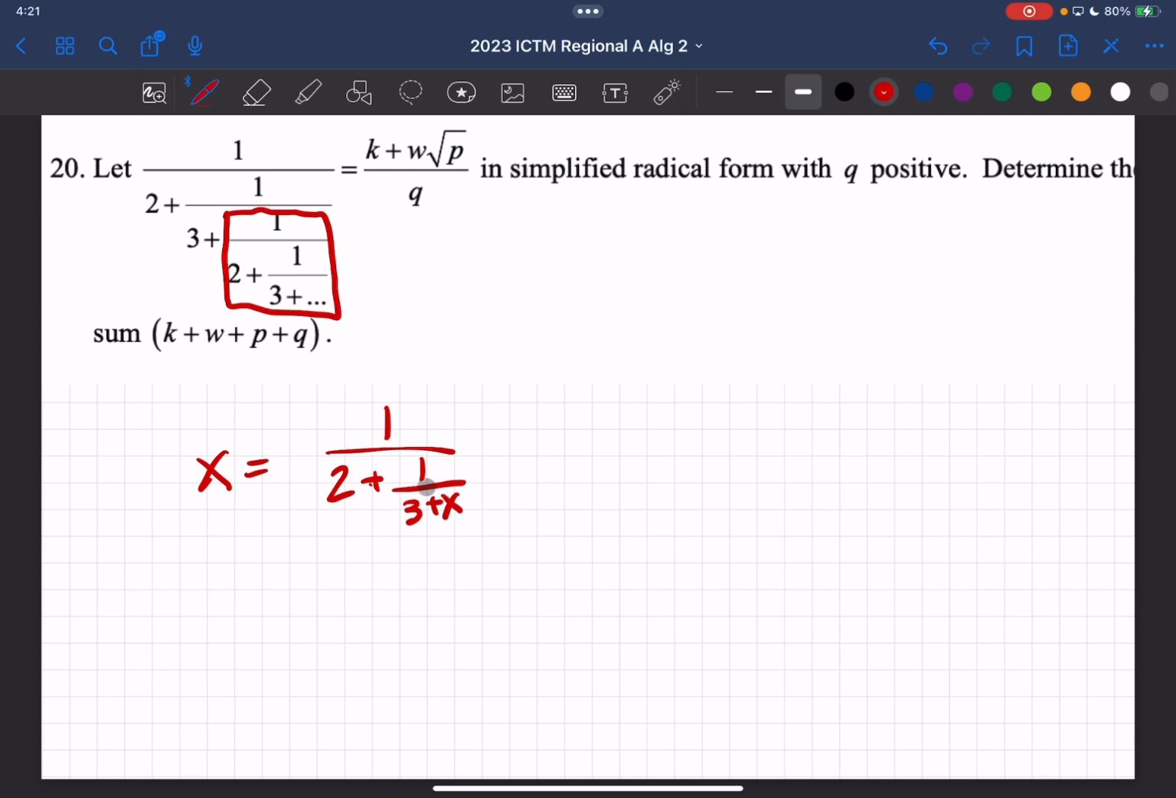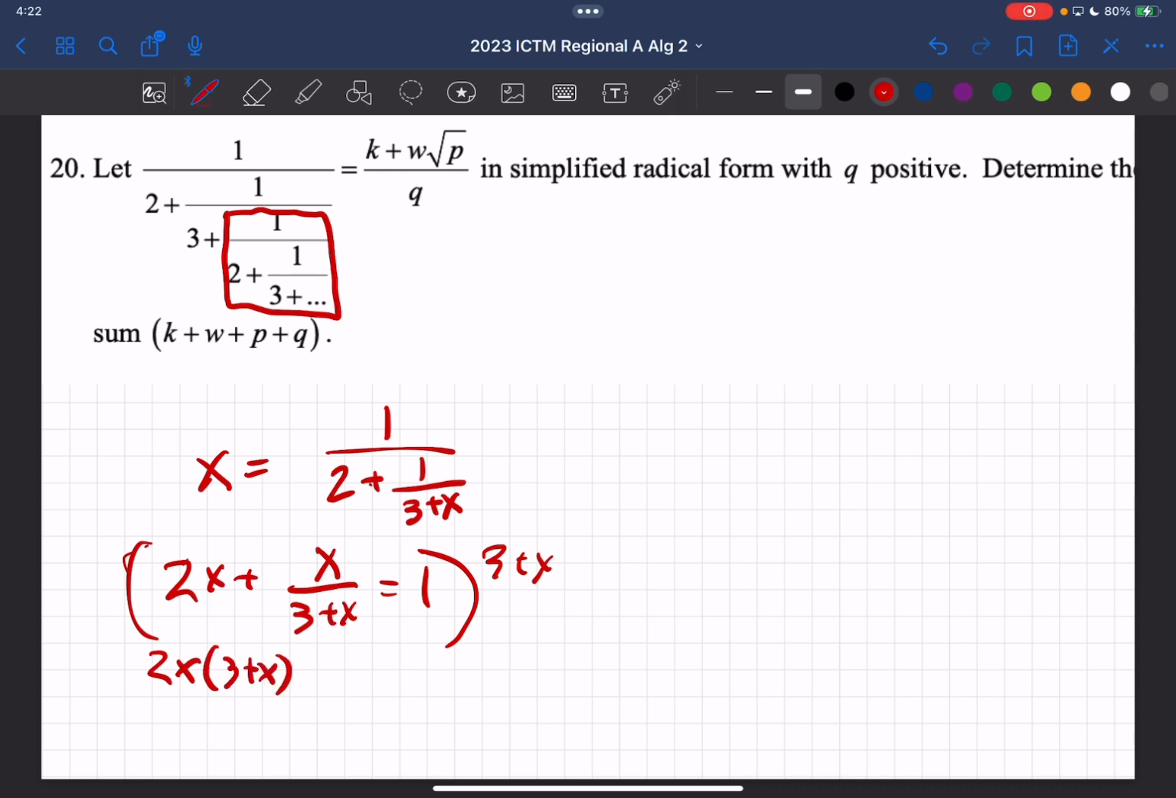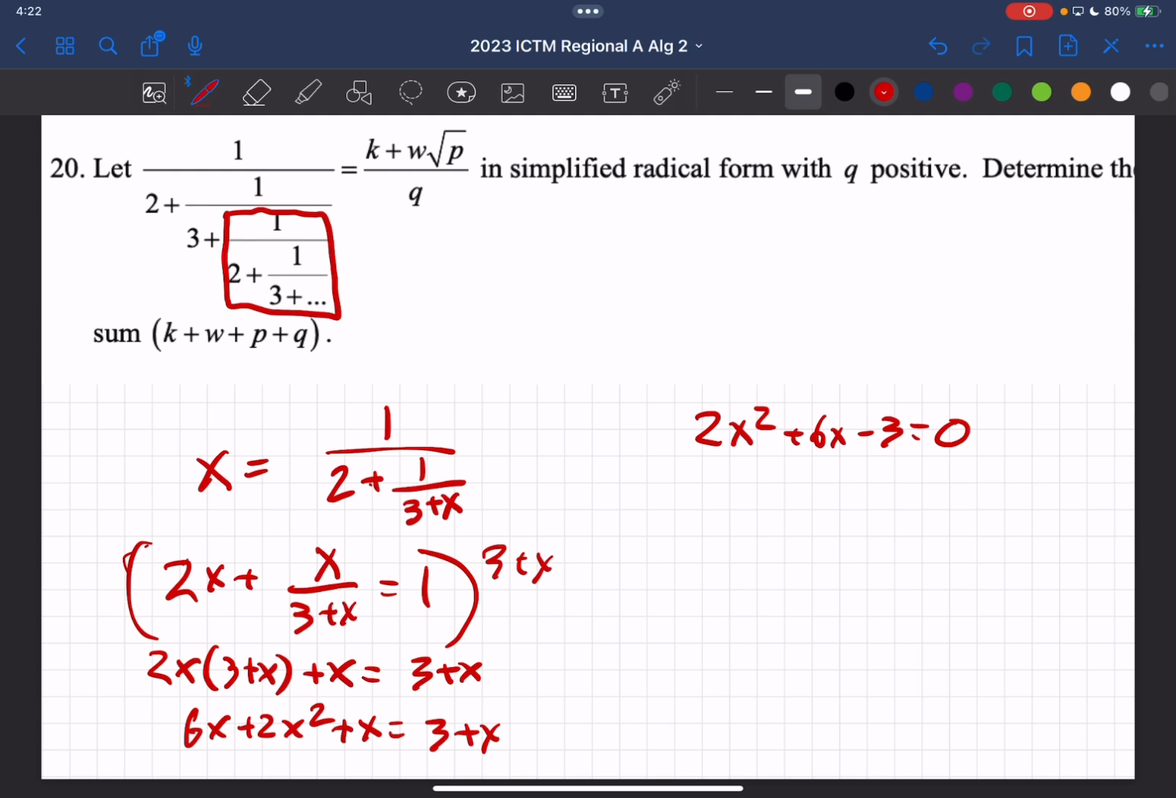Okay. So now if I multiply this denominator over to the other side, I have 2x plus x over 3 plus x equals 1. So now I'm going to multiply the denominator, 3 plus x. So I have 2x times 3 plus x equals 3 plus x. So when I multiply this out, I get 6x plus 2x squared plus x equals 3 plus x. So now with a quadratic, I want to get it all on one side. So I have 2x squared on the left plus 6x, and then I'm going to subtract 3 equals 0.